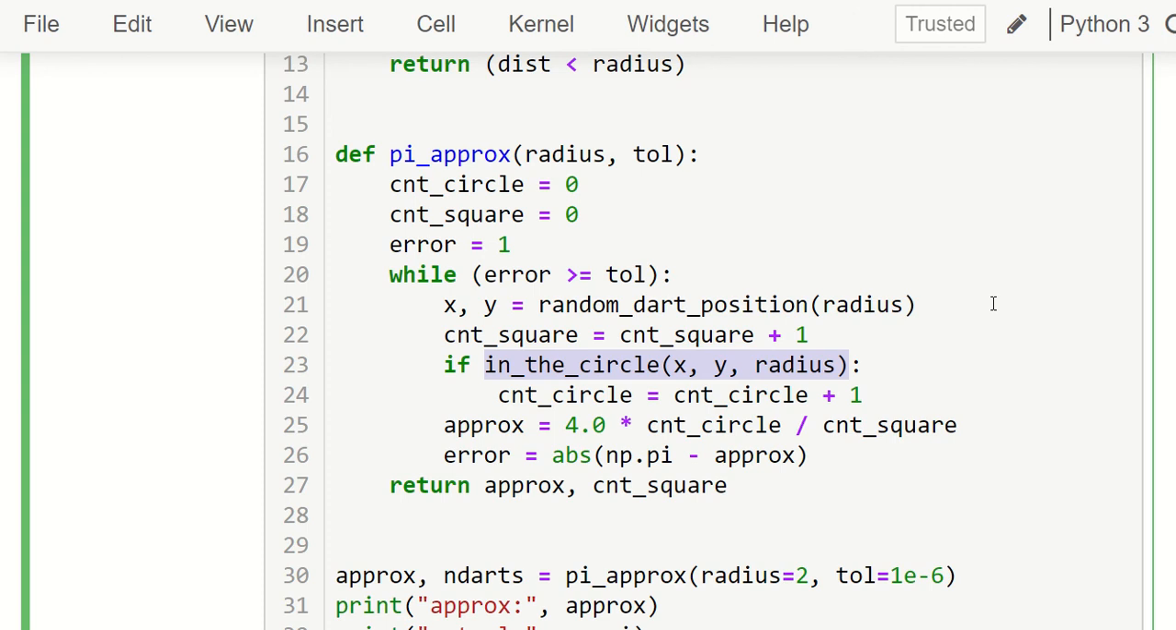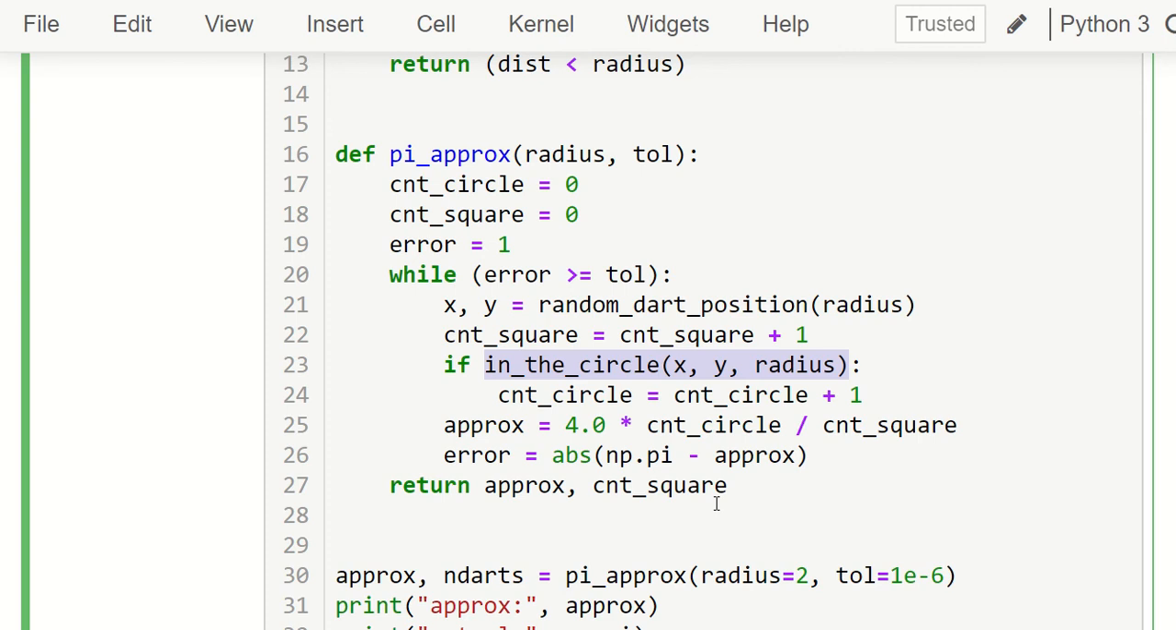So if it's true, it means that the dart is inside the circle, then it executes an increment in the circle counter. But if it's false, in other words, the dart is outside the circle, it doesn't even go into this if construction, it simply jumps over it to record 25. Okay, everybody happy?